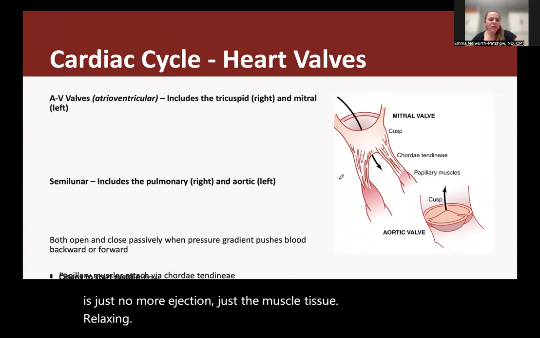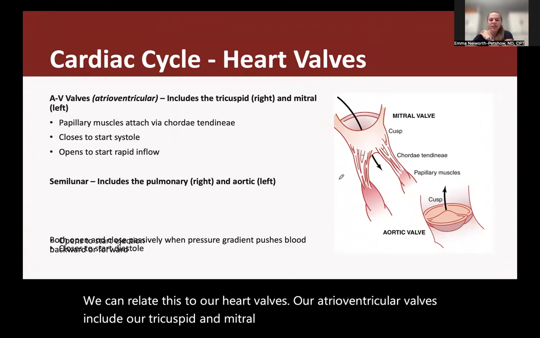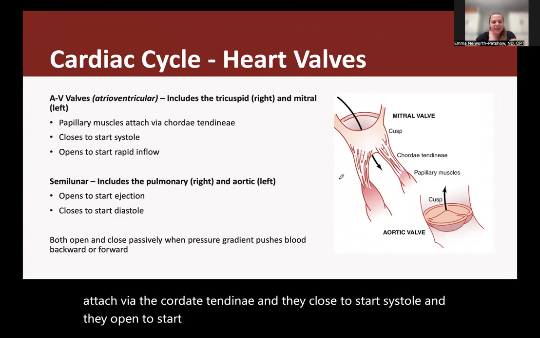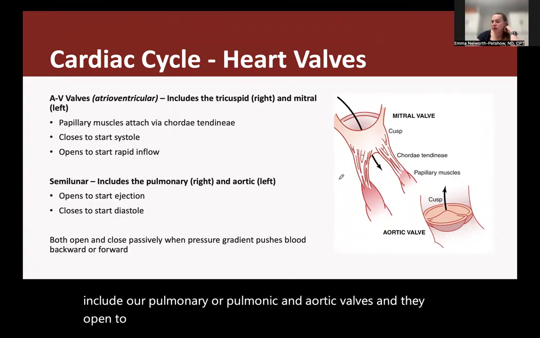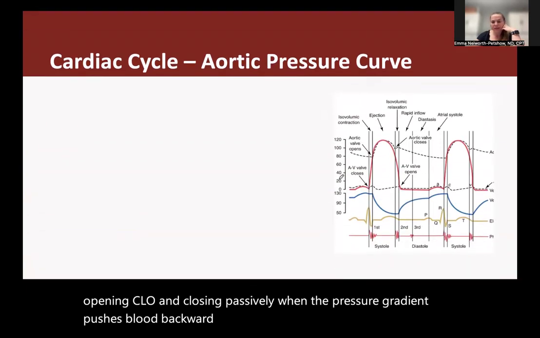We can relate this to our heart valves. Our atrioventricular valves include our tricuspid and mitral valves, and our papillary muscles attach via the chordae tendineae, and they close to start systole, and they open to start rapid inflow of diastole. Our semilunar valves include our pulmonary or pulmonic and aortic valves, and they open to start ejection and they close to start diastole. They're both opening and closing passively when the pressure gradient pushes blood backward or forward against them.